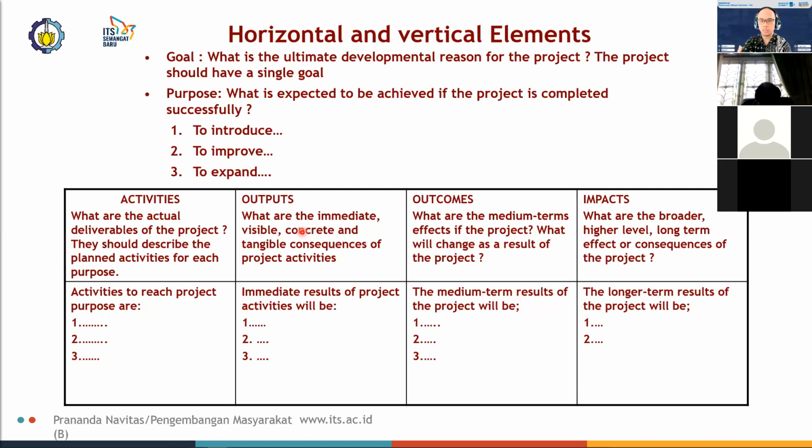It could be the immediate product, but when you move on to outcomes and impacts, then the outcome is more of a projected medium term effect if the project is successful, and perhaps projecting or anticipating what will change as a result of the project. And then when you talk about impacts, then it's a higher level, or perhaps a longer term effect or consequence of the project.